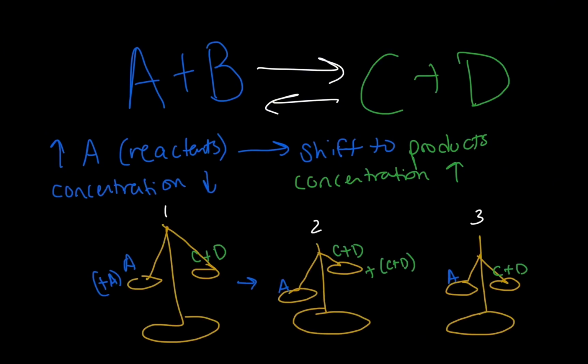So just to show you once more, let's say in our balance scale, on the reactant side, or on the left, I'm adding to the reactants. So now the reactant side, or the left side, is going to be heavier. But in order to reverse that, I'm going to shift to the products, or the right side, and add or increase the concentration on that side in order to rebalance it.